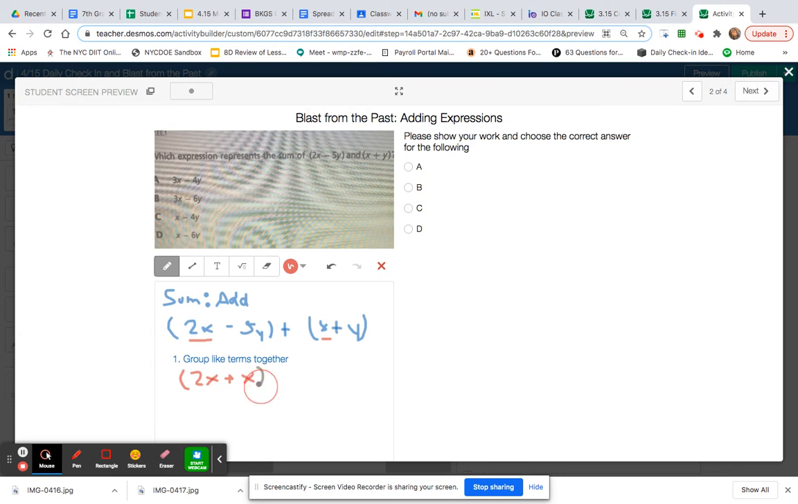So I'm putting 2x plus x because the x is positive. And then I also have negative 5y and a plus y, right? So I have my negative 5y and I'm going to put plus y because that y is positive, okay? So that's my step one.